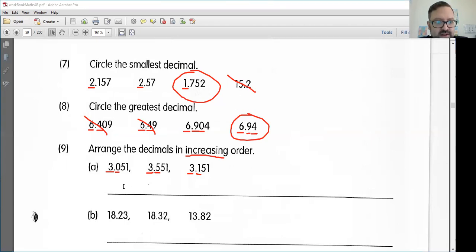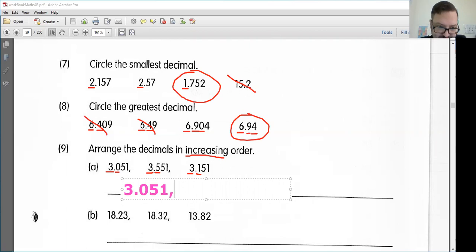0 is just about as small as we can get. So 3.051 is our lowest number. Next, the one with 1/10, 3.151 is the number in the middle. And finally, our greatest number is 3.551.